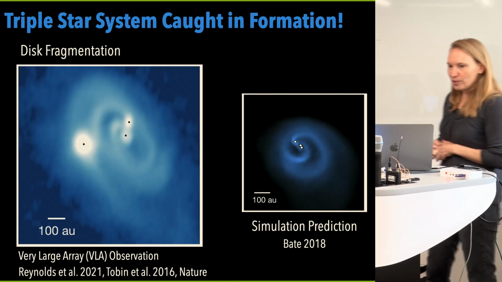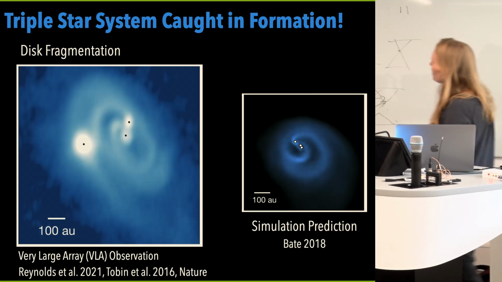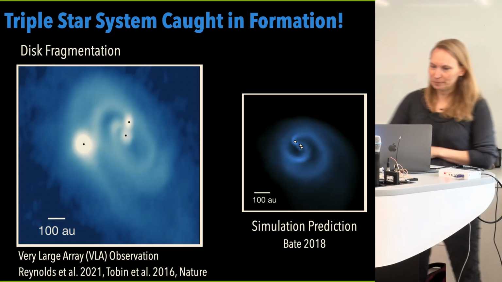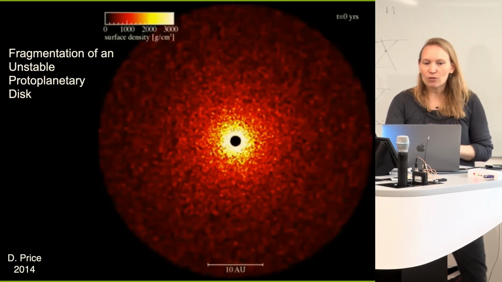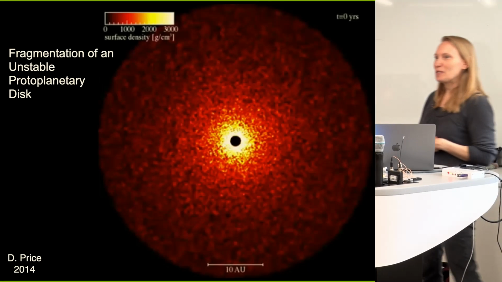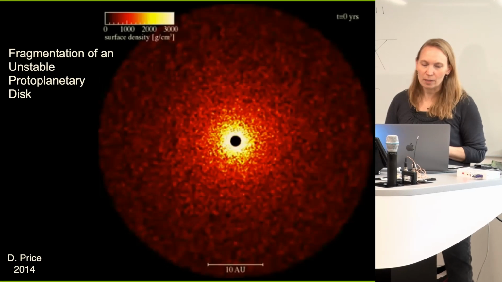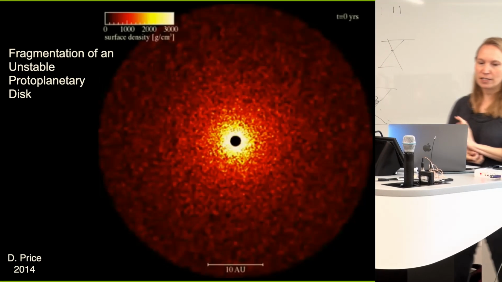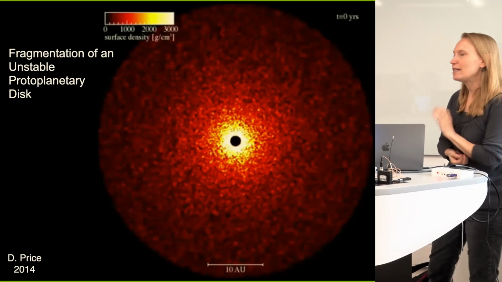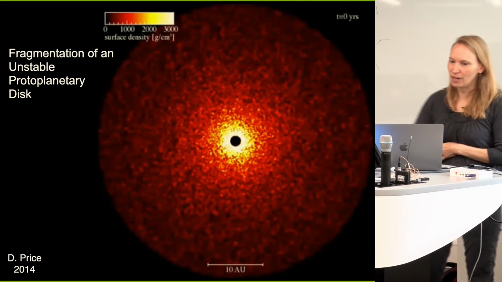So again, simulations have been predicting these for quite a long time. Here's one from Matthew Bates simulations. So I also like to show simulation examples, especially if someone in my audience has done a calculation. So I'll show one of Daniel's examples. This is in the context of protoplanetary disks. So you can see how the fragmentation develops.